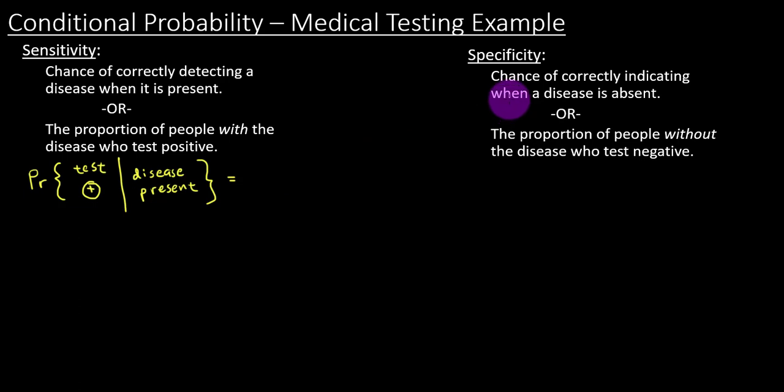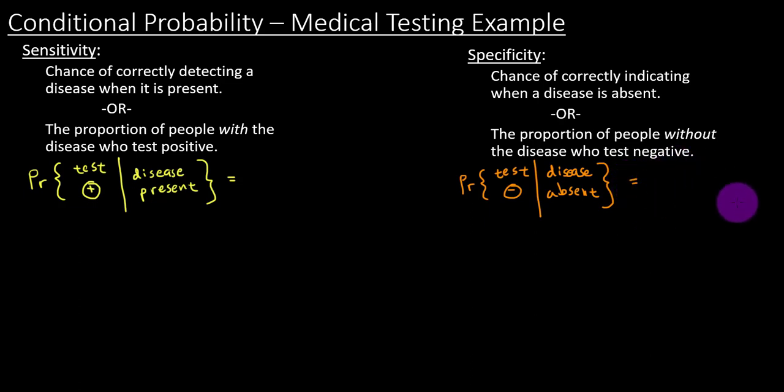On the flip side here, specificity. This is the chance of correctly indicating when a disease is not present or absent, or the proportion of people who do not have the disease and who test negative. Notationally, we can write the probability of those who test negative given that the disease is not there. The disease is absent. And again, we can represent this in another way, but we're not quite ready for this at the moment. I'll just leave a little space there.